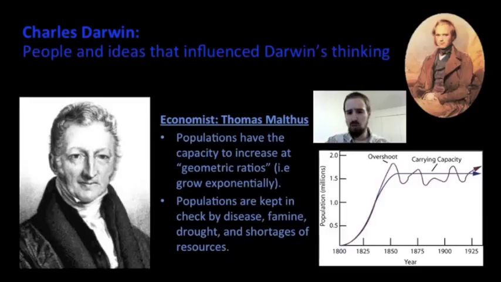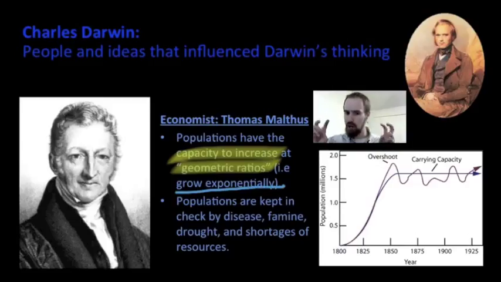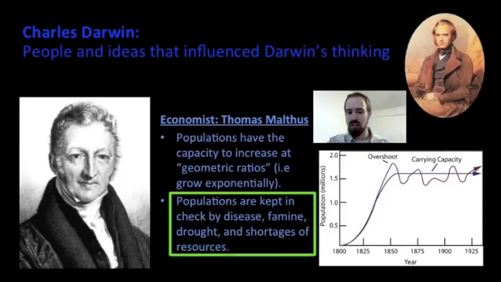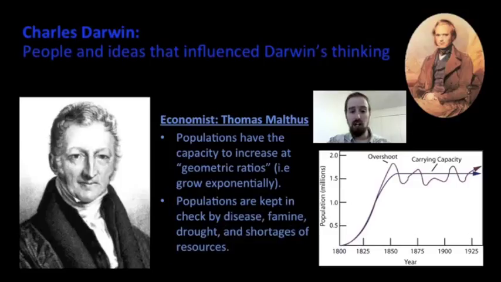To Darwin, this was a reasonable idea, especially considering what he had learned from the economist Thomas Malthus. Thomas Malthus postulated that all populations have the capacity to grow in geometric ratios, which means that they have the capacity to grow exponentially. Malthus also postulated that most populations do not actually grow this way because they are kept in check by their environment, by shortages of resources, disease, drought, and competition with other species. This pressure keeps populations from growing larger than can be supported by their environment.